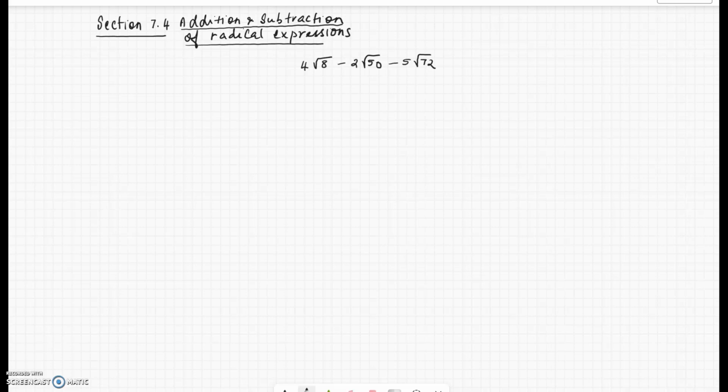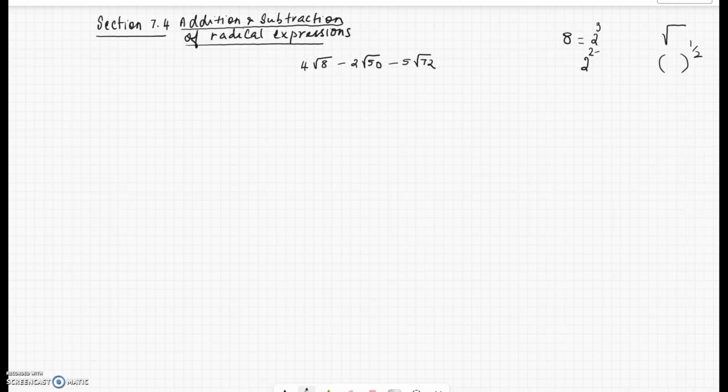Again, addition and subtraction of radical expressions. If you see numbers, try to simplify the radical expression first by breaking down these numbers. 8 is 2 cubed, but since we're going to take the square root, this is the same as to the half. So I want to be able to cancel the 2 with numbers that are exponents.